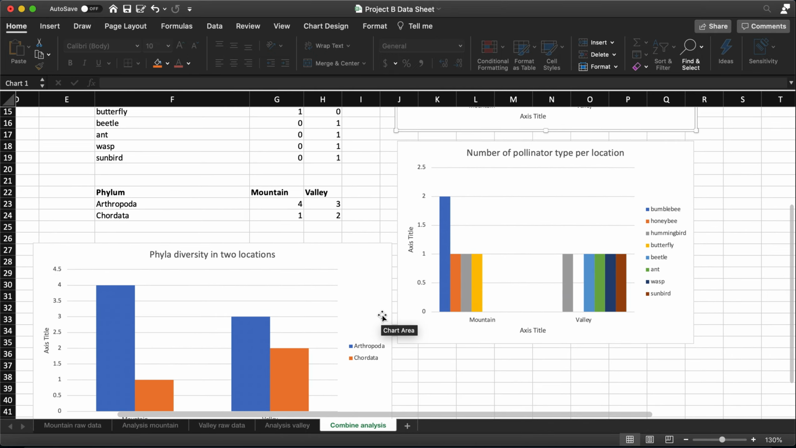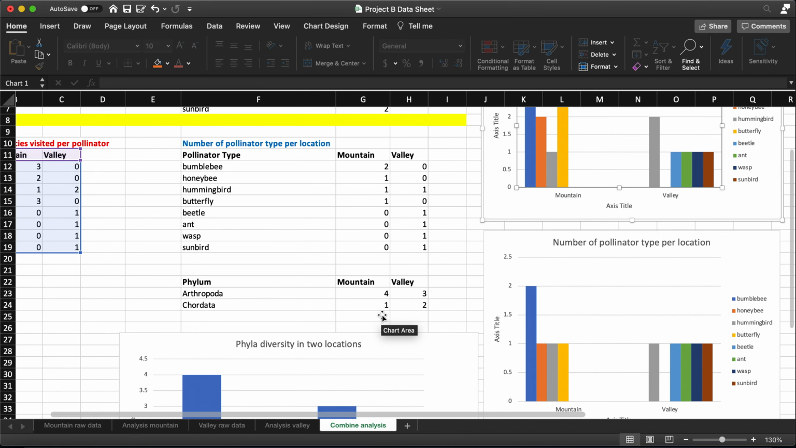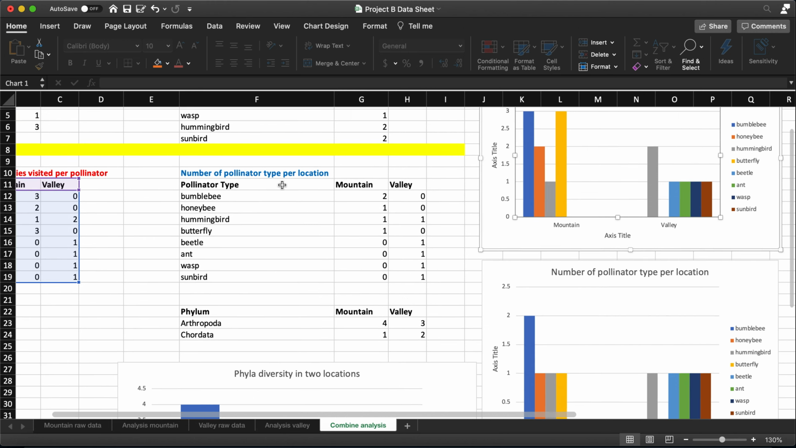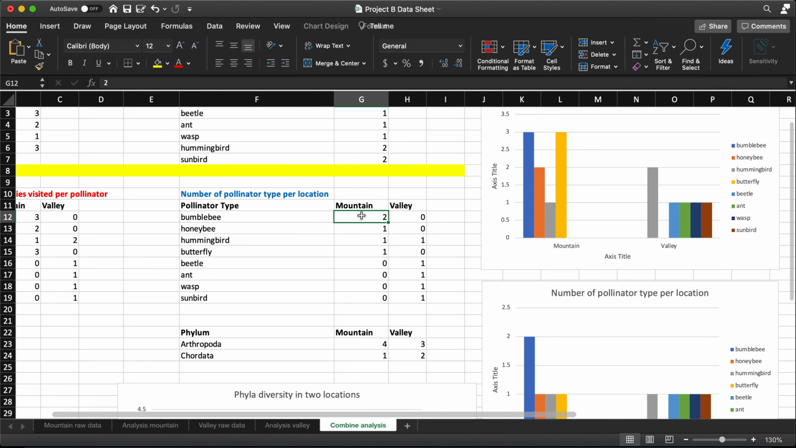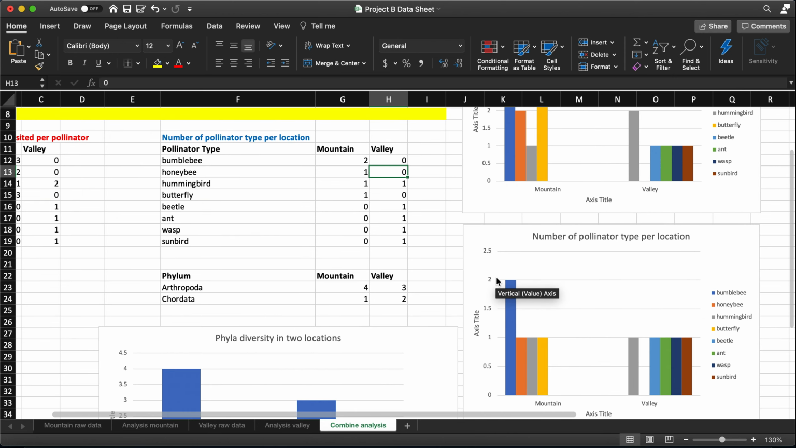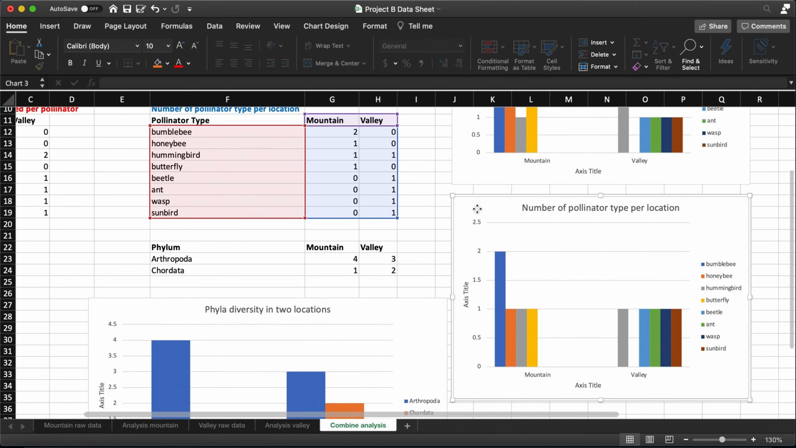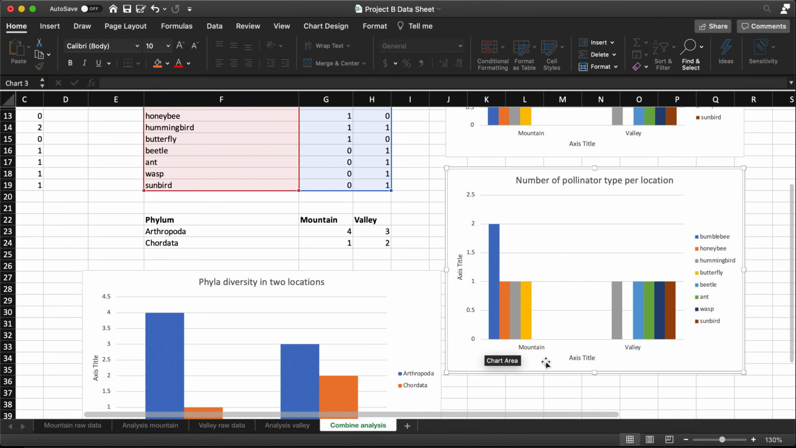Then there's another table here called the number of pollinator type per location. Here I just counted how many pollinators, bumblebees specifically, were in the mountains. So you put 2, and then here you have 0 in the valley, and then you have 1 honeybee in the mountains, and then 0 in the valley, and so on. And I created a graph like that here. This graph shows you how many pollinators I saw per location.